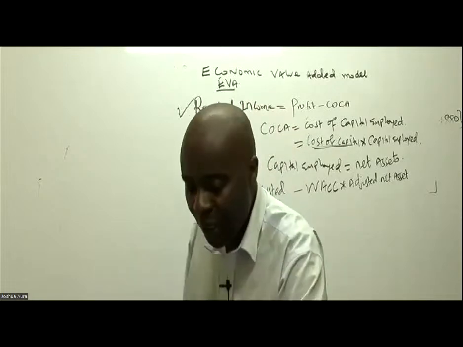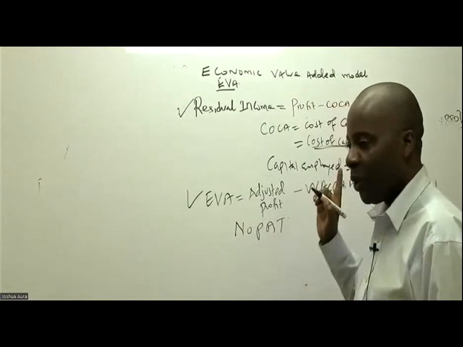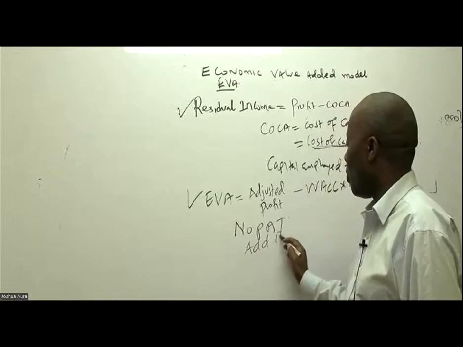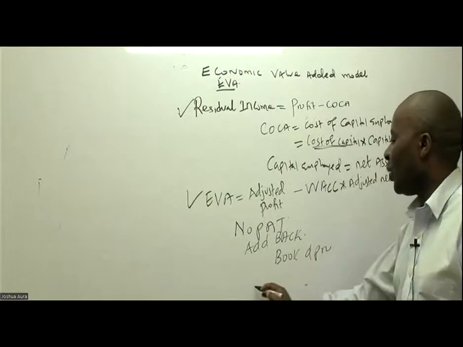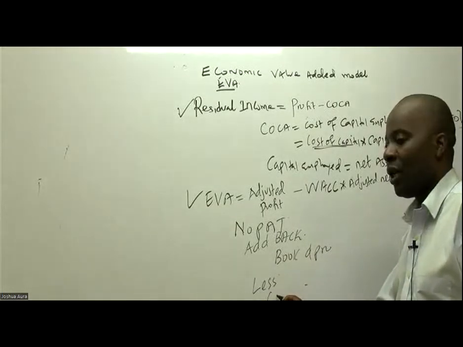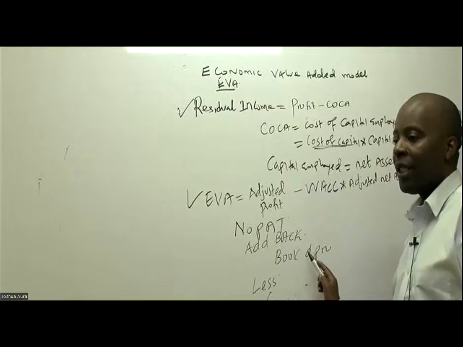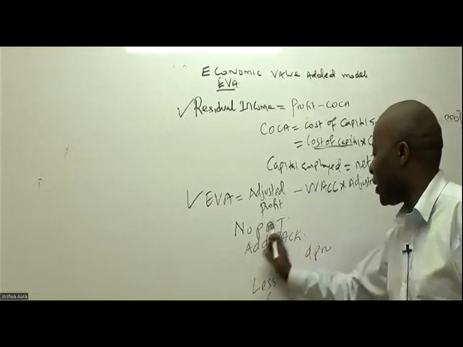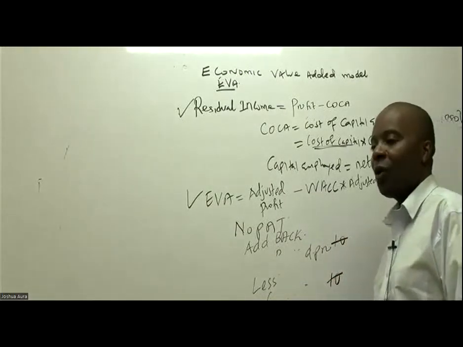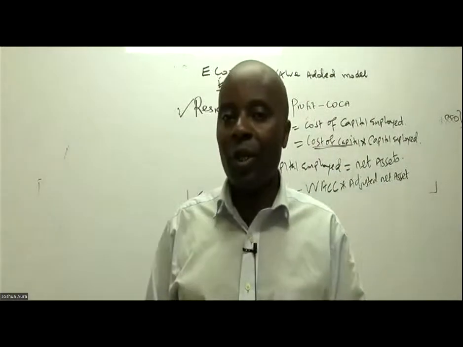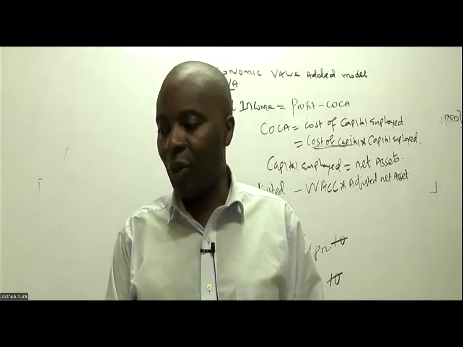So in getting NOPAT, net operating profit after tax, we shall add back book depreciation and then deduct the economic depreciation. What if the two are the same? When the two are the same, if you add back, for example, depreciation of 10 and deduct economic depreciation of 10, they cancel out. So when they are the same, we don't pass any adjustment.